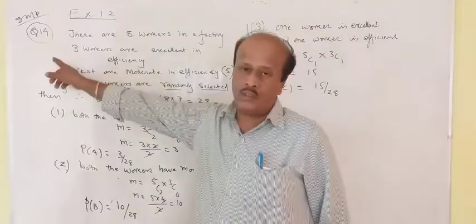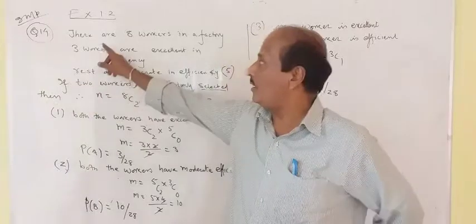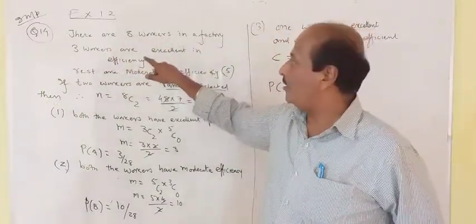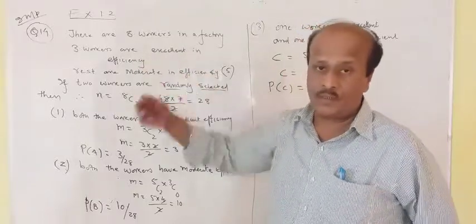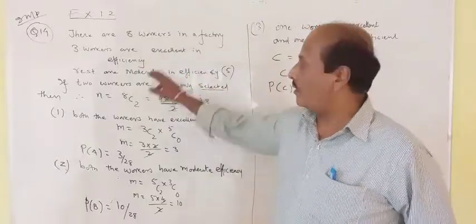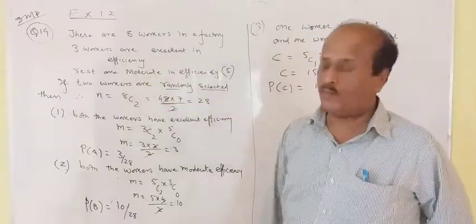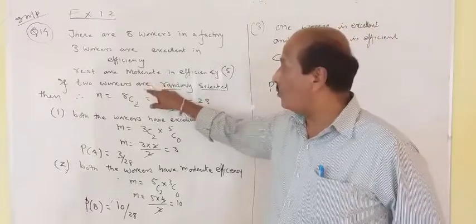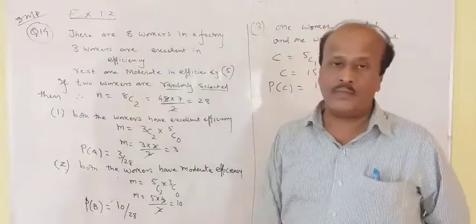Intentionally I took question number 14, and that question is: there are 8 workers in a factory. 3 workers are excellent in efficiency, which means their efficiency is good. The rest are moderate in efficiency. So we have to select two workers out of these, and there are different criteria given.